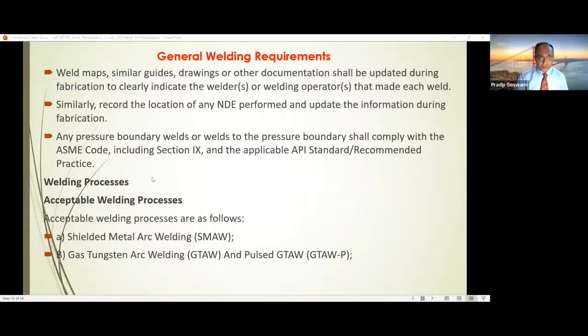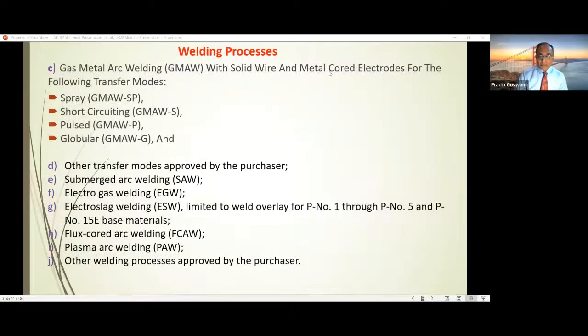So to continue, let's see what welding processes this RP has tried to address. Typically, this RP has tried to capture the very commonly applied welding processes like shielded metal arc welding, gas tungsten arc welding, GTAW, which could be straight GTAW or pulse GTAW, denoted with the nomenclature GTAW-P. Gas metal arc welding with solid wire and metal core wire for the following transfer modes: spray, short circuit arc, pulse, globular. All four methods are also addressed or allowed by this RP.